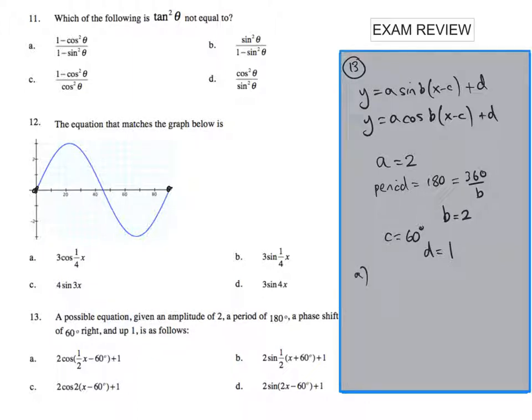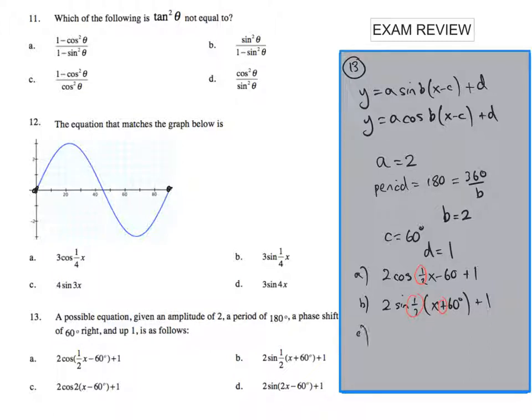We know that A, 2 cos 1/2 x minus 60 plus 1, that can't be right because the b is wrong. We're looking for a b of 2. B, again, is going to be wrong because we've got the wrong b value, we've got 1/2. And x plus 60 means it goes to the left. So there's a couple of reasons why that one's wrong. We've got the b wrong and the plus 60 wrong.